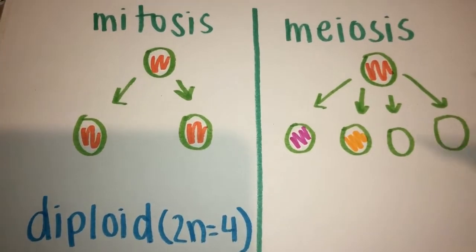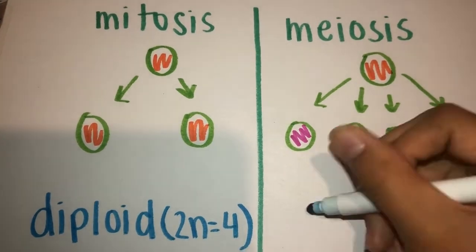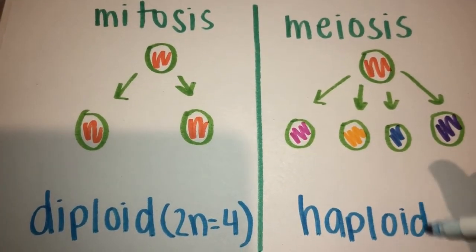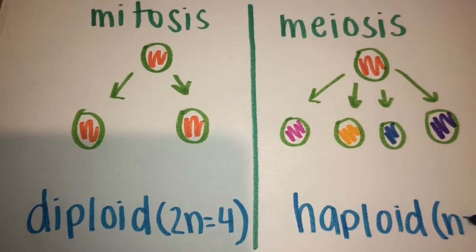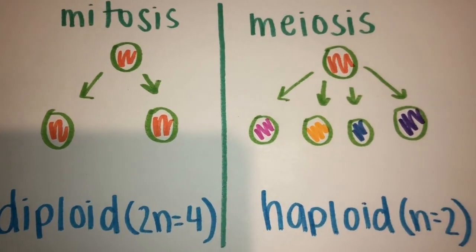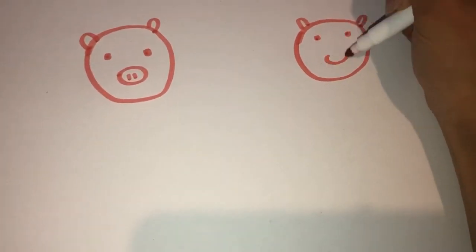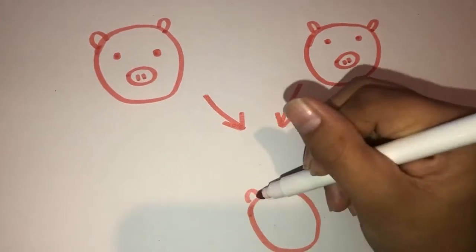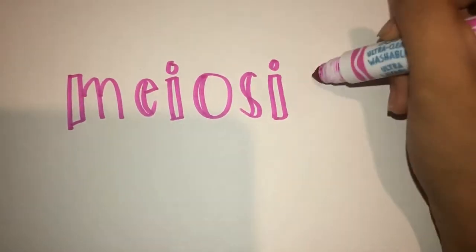In meiosis, 4 genetically different haploid cells are created. Haploid means that the cells have half the number of chromosomes as the parent cell. N equals 2, so at the end of meiosis, each cell has 2 chromosomes. Each cell that is created from meiosis is genetically different, which helps organisms sexually reproduce and have genetic variation between their offspring. Now let's get into the exact steps of meiosis in depth.